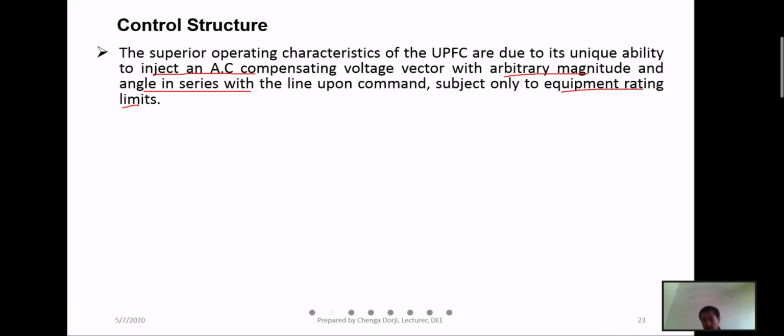which the UPFC is actually limited by. Otherwise, it has superior operating characteristics because of its ability to inject the AC compensating voltage. Other factors do not limit it. The only limitation here is the equipment rating, so that is your design drawback. Otherwise, UPFC has superior operating characteristics compared to STATCOM, TCSC and other FACTS controllers.